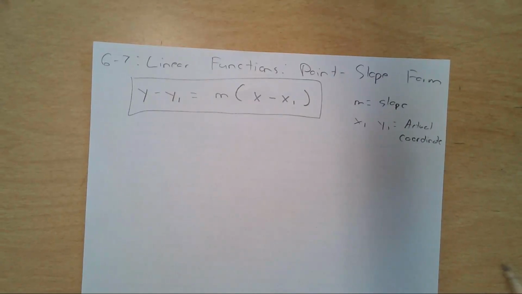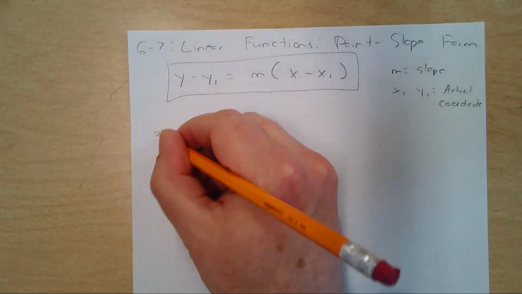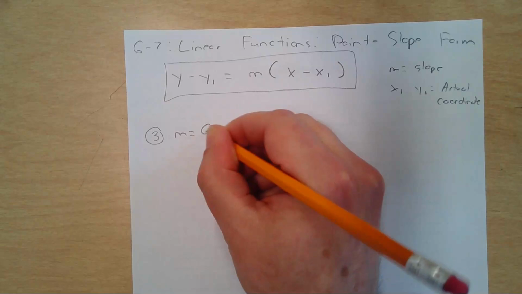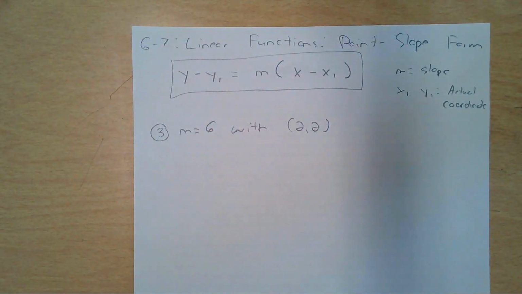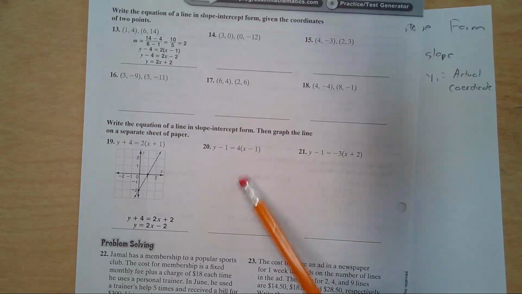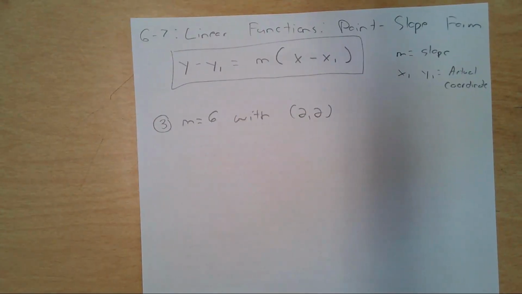So our last couple lessons we've had opportunities to get used to going between the two forms. If it's in standard, how do we get it to slope-intercept? If it's in slope-intercept, how do we get it to standard? So let's look at number 3. What it says is m equals 6 with 2, 2. So what it's telling me here is, again, we're not graphing these, that's not what we're doing. There's no graphing, except for at the very end. You'll have to graph this one out. But what it wants us to do is basically generate the equation of this line.